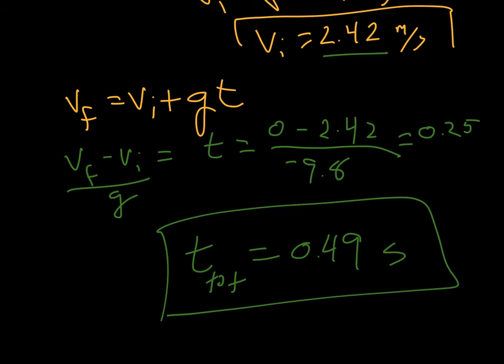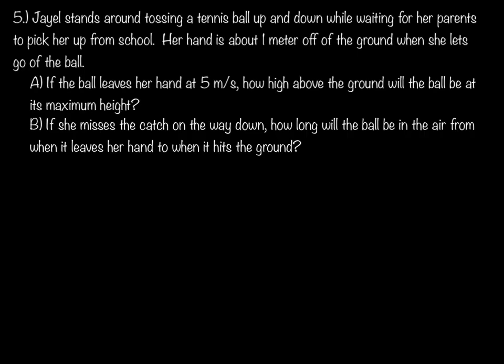So remember, hang time is time up and time back down. The time it takes to go up and the time it takes to come down should be the same because you're going the same distance with the same acceleration. So those times should be the same. So that's number 4. And let's move on to number 5.